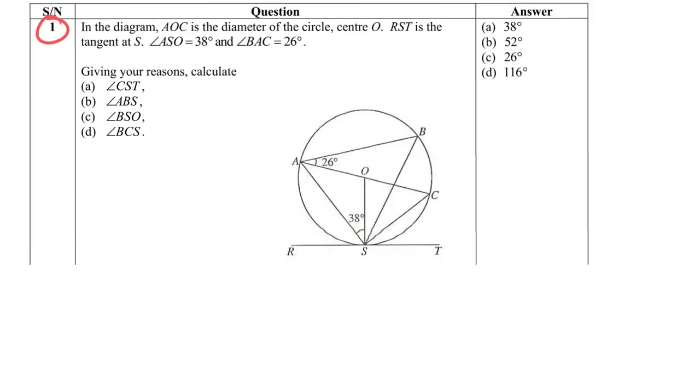Alright, more fantastic math. Let's read the info. AOC is the diameter of the circle. Fantastic, very useful result. I'll just highlight it. Next, angle ASO is 38 drawn out. BAC also drawn out. So we can start. Let's start with angle CST.